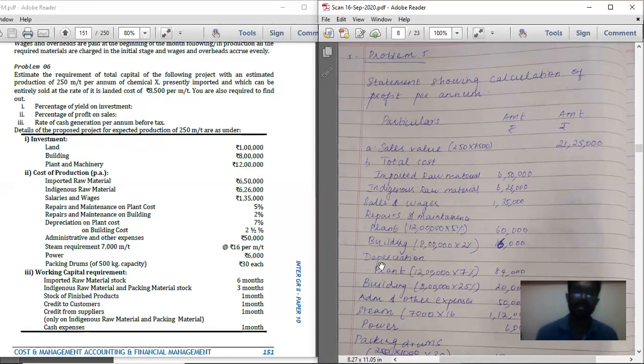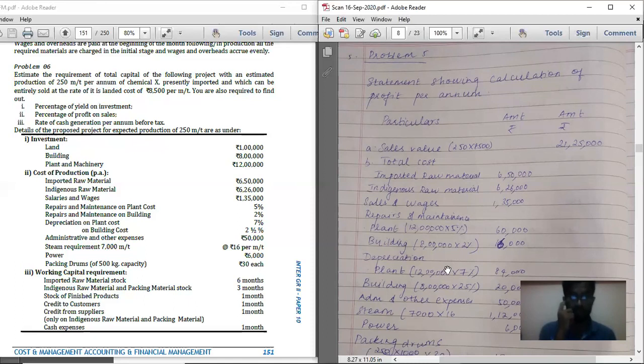Repairs and maintenance, below that plant. Within bracket, how much is the plant and machinery value? 12 lakhs into what is the percentage of repairs and maintenance on plant cost? 5%. So within bracket, 12 lakhs into 5%. Inner amount column 60,000.